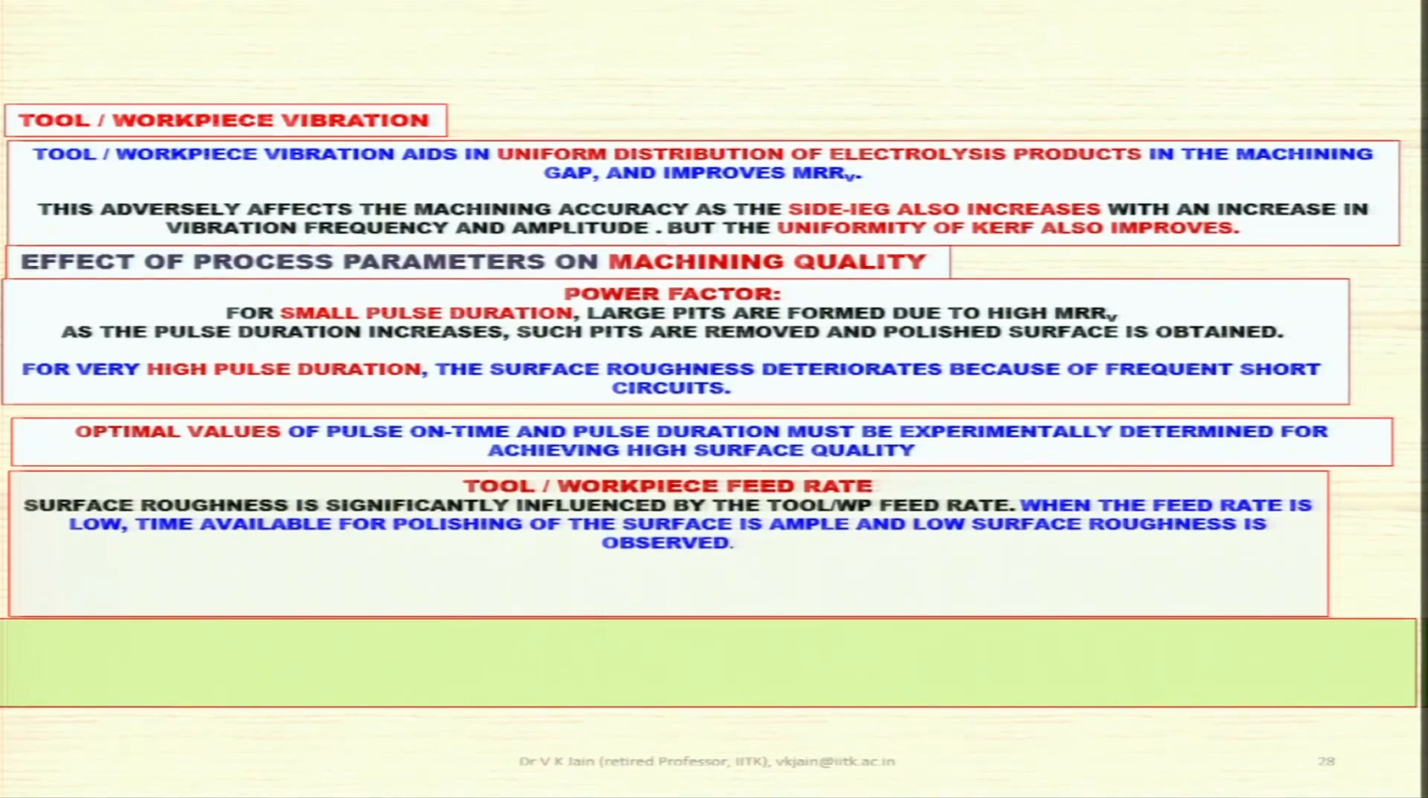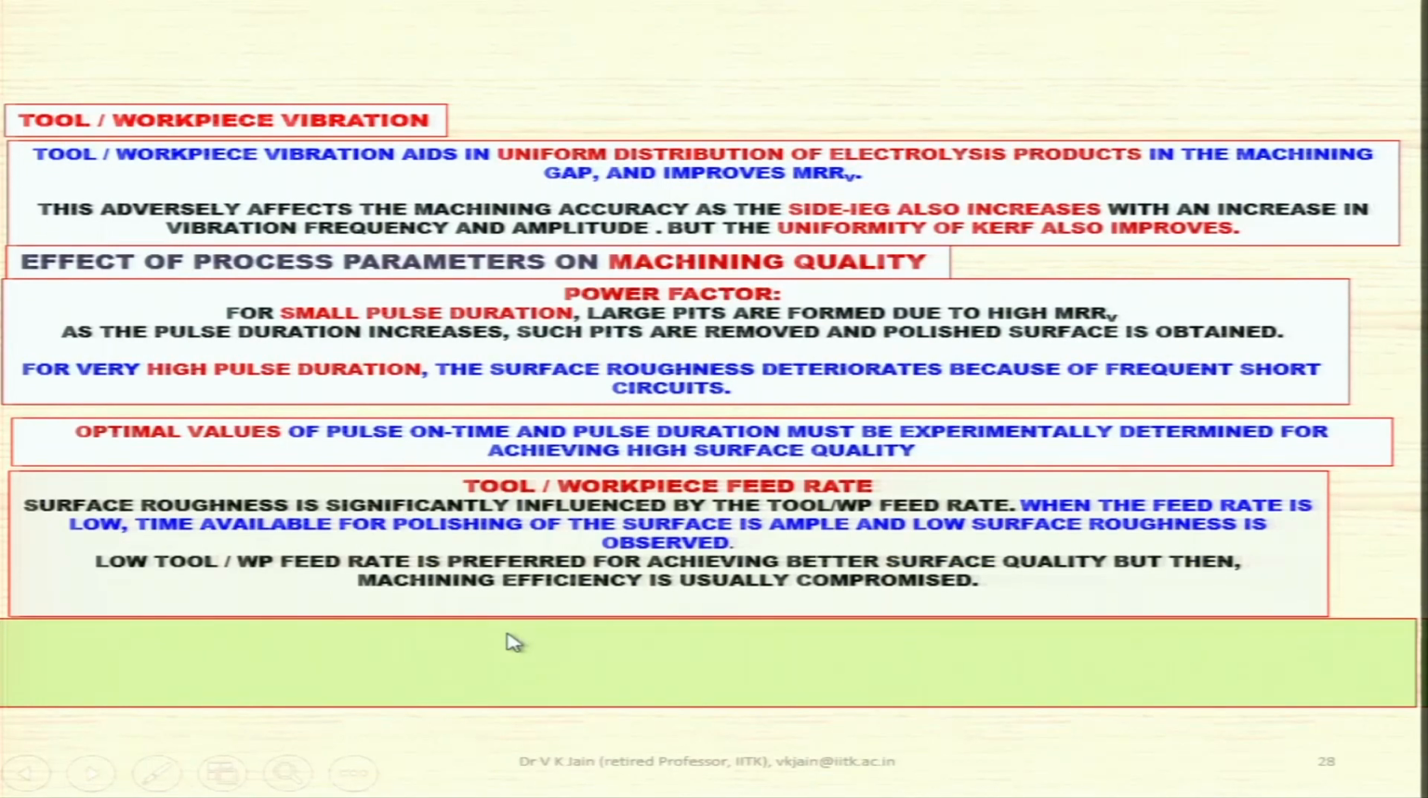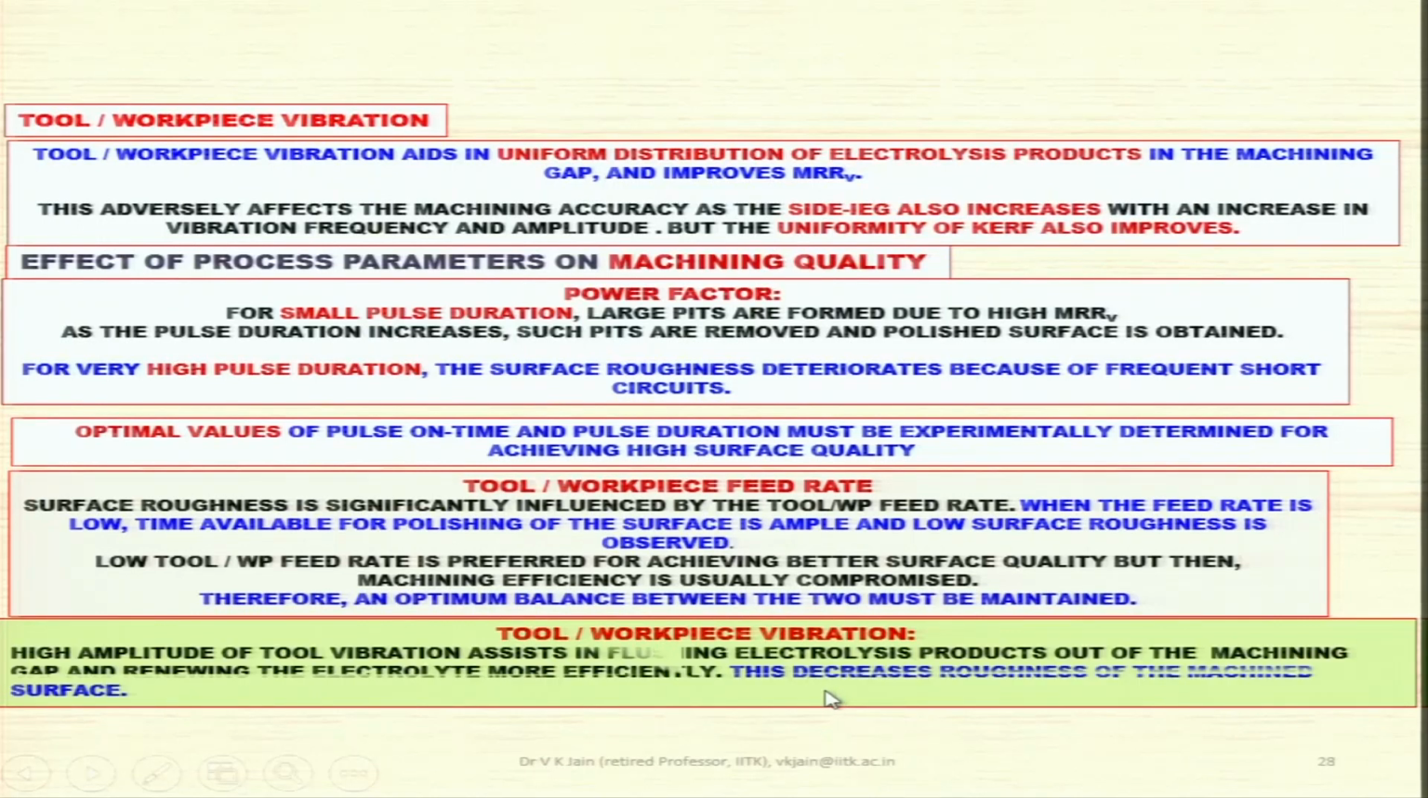Tool workpiece feed rate. Surface roughness is significantly influenced by tool workpiece feed rate. When the feed rate is low, time available for polishing of the surface is ample and low surface roughness is observed. Low tool workpiece feed rate is preferred for achieving better surface quality, but then machining efficiency is usually compromised. Therefore, an optimum balance between the two must be maintained. Tool workpiece vibration. High amplitude of tool vibration assists in flushing electrolysis products out of the machining gap and renewing the electrolyte more efficiently. This decreases roughness of the machined surface.